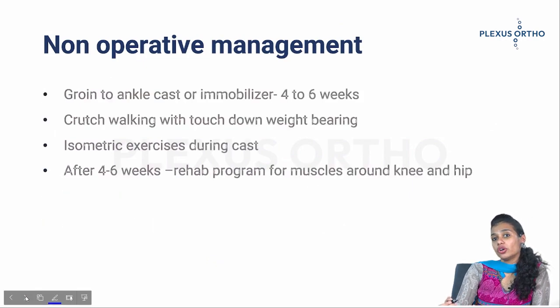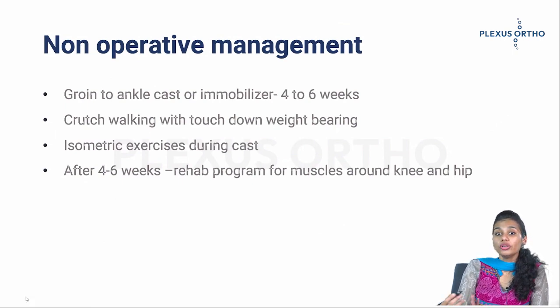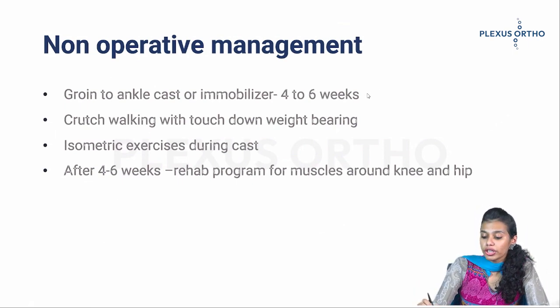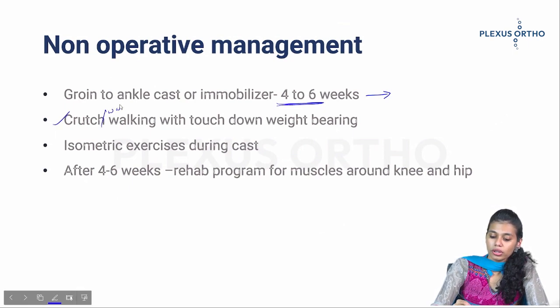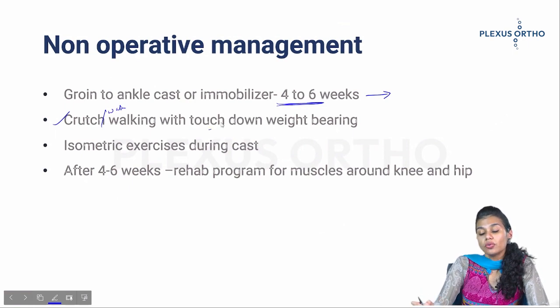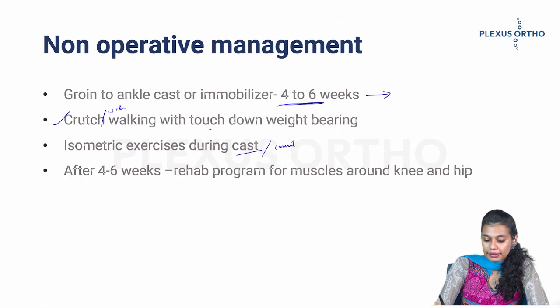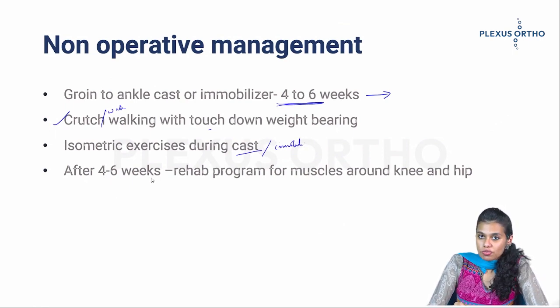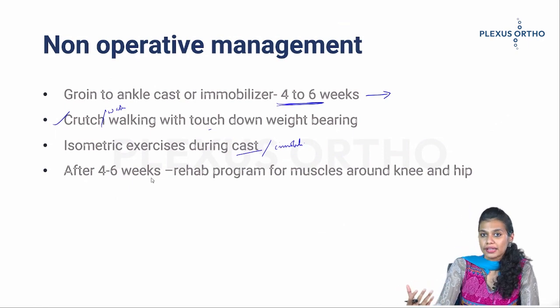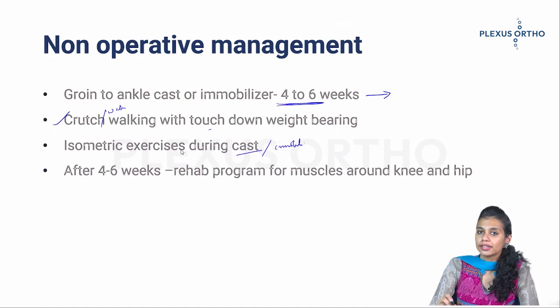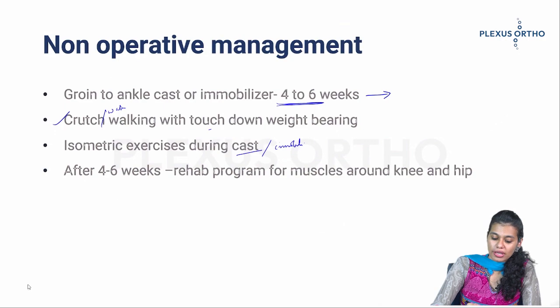So if we do a non-operative method of management, what do we mean by it? We give the patient a groin to ankle cast or an immobilizer for a period of 4 to 6 weeks. Crutch walking or a walker can be used with touchdown weight bearing. Isometric exercises should be encouraged even while the patient is within the cast or the immobilizer. After about 4 to 6 weeks, you can start the rehab programs for strengthening the muscles actively. But even when the patient is in the cast, the patient has to be always encouraged to do the strengthening exercises or isometric exercises.